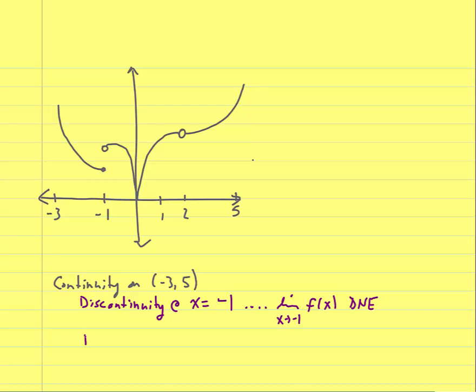So I also have a discontinuity at x equal 2. Well, the limit definitely exists because the limit from the right and the left are the same, but what happens here is f of 2 is undefined. So again, go back to that definition of point continuity. Has to have 3 criteria.